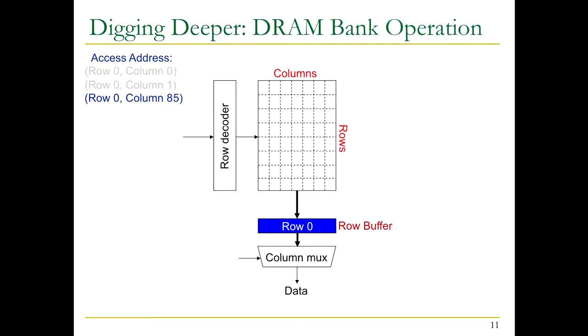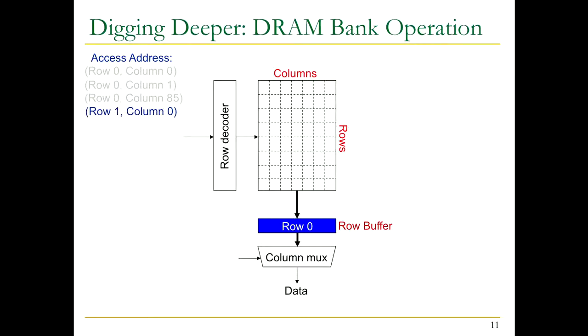Again, the memory controller sees, oh, row 0 is already in the row buffer, so I'm not going to activate it because it's already there. It's a row buffer hit. So I'm going to send column address 85 to this MUX over here, to the DRAM chip. And the DRAM chip sends back the data.